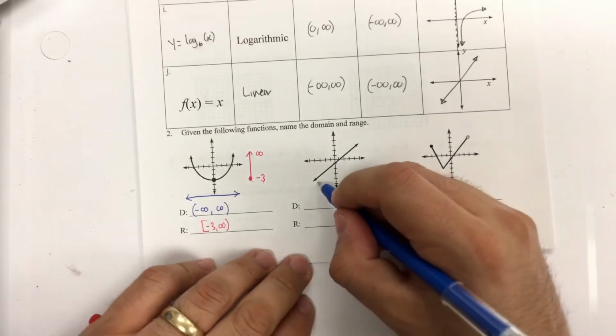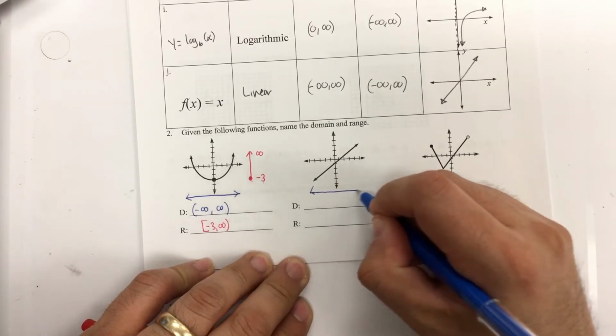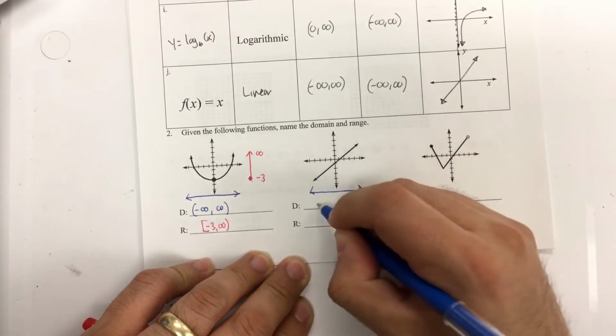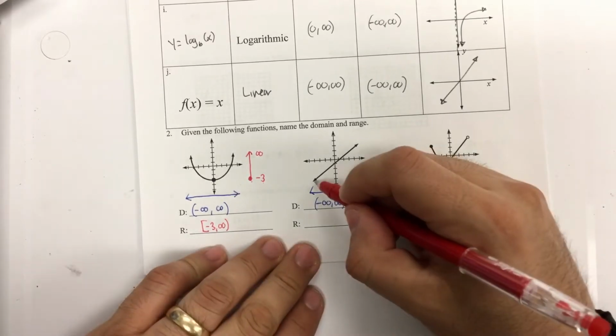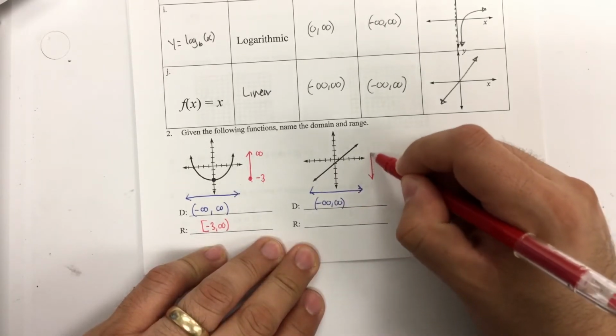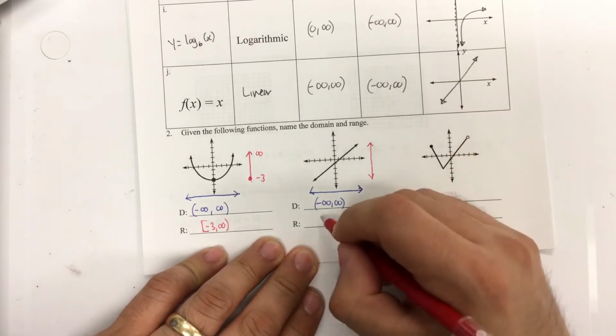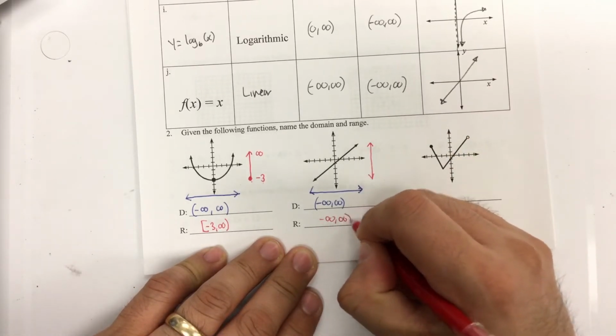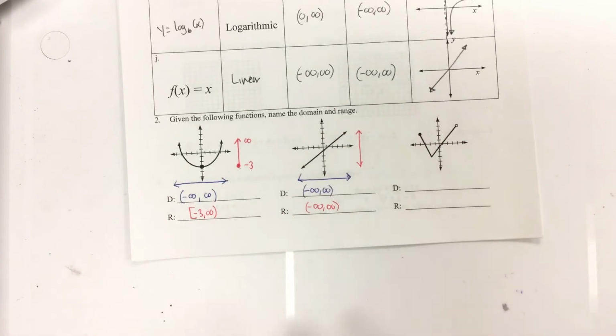For this one here, we can see this heads towards negative infinity, and this heads towards positive infinity. For the range, it heads down to negative infinity. This goes up to positive infinity. So the domain and range are both all real numbers.